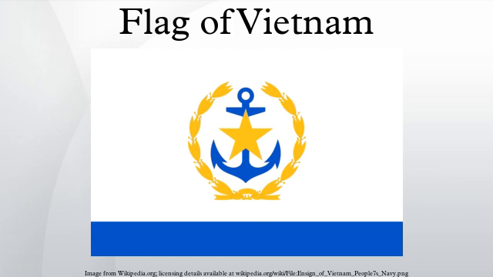The three stripes represented the Quẻ Càn, or Qian trigram, one of 8 trigrams used in the I Ching, a Taoist scripture. Quẻ Càn is the divination sign for heaven. Later, the stripes were reinterpreted to represent the northern, central and southern regions of Vietnam.